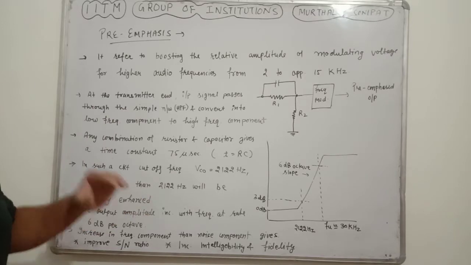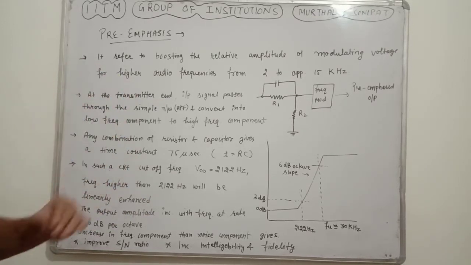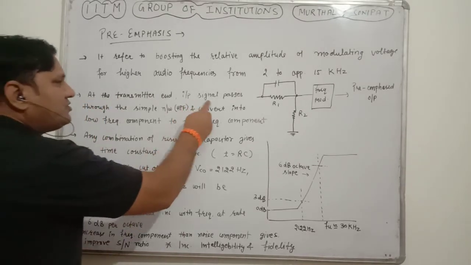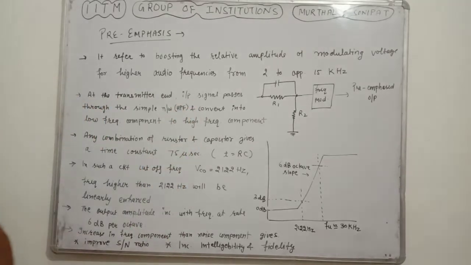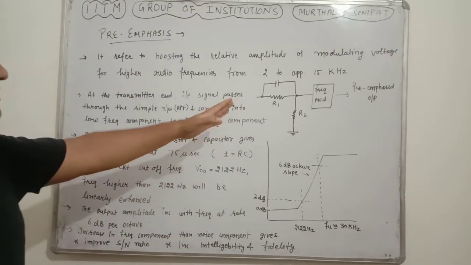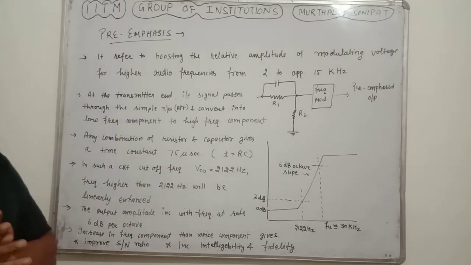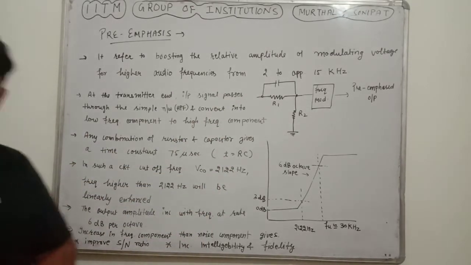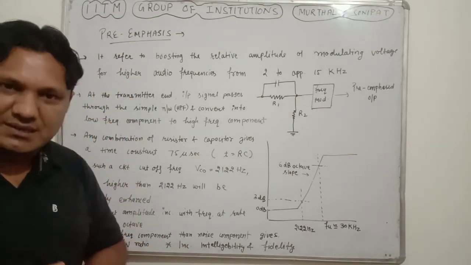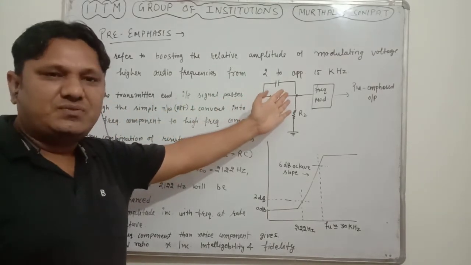At the transmitter end, the input signal passes through a simple network. This simple network is a kind of high pass filter, and it converts the low frequency component into the high frequency component. The low frequency component, our modulating signal, passes through this filter network, which then converts it into the high frequency component.